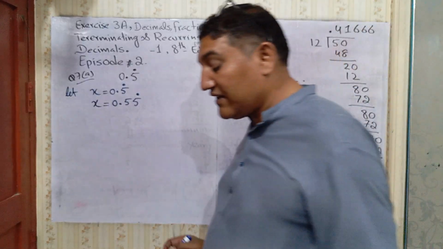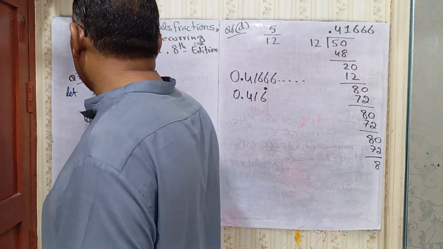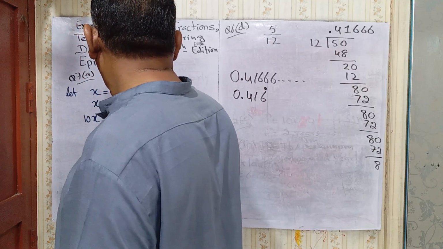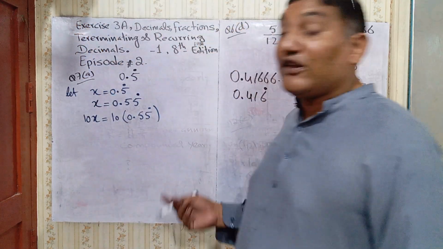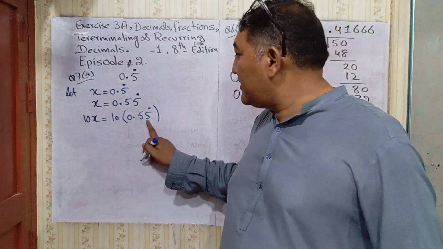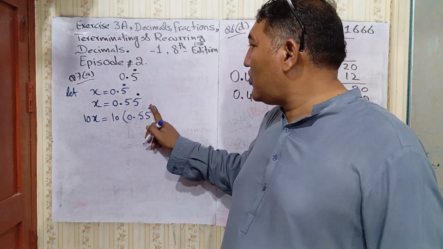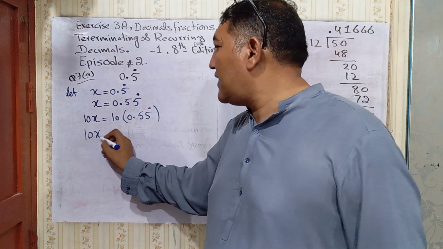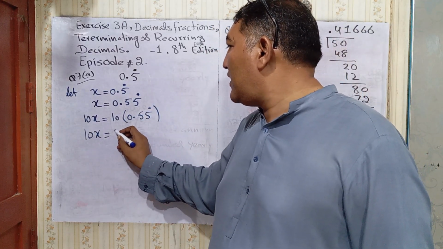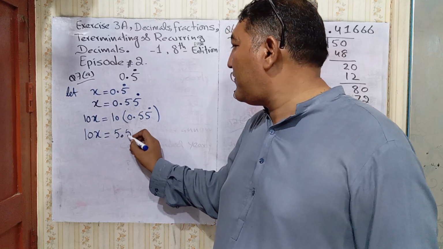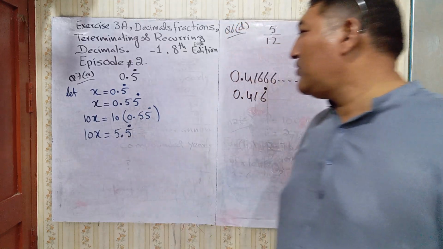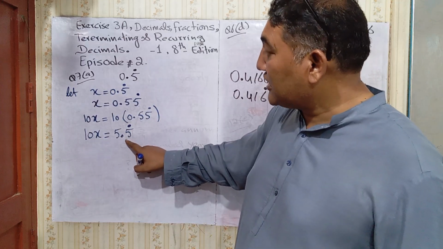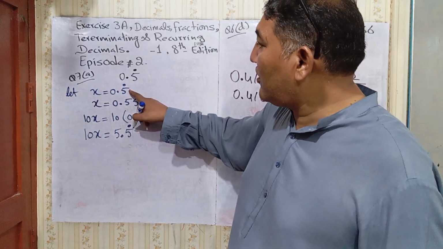Okay, try to understand. This sentence is very important. So I multiply both the sides with the 10. So why I multiply with the 10? Why not with the 100? I want to bring this 5 with a dot on the 10th place. So this will become 10x is equals to 5.5 dot. Okay, now you see this 5 dot is on the 10th place. This is also on the 10th place.